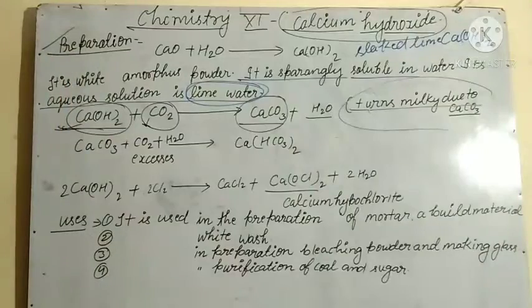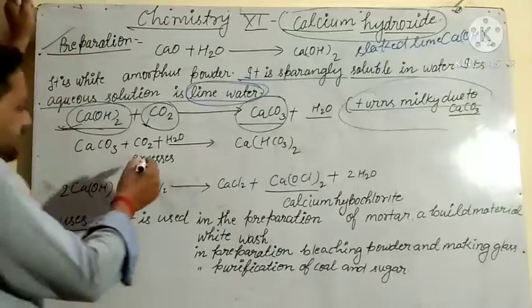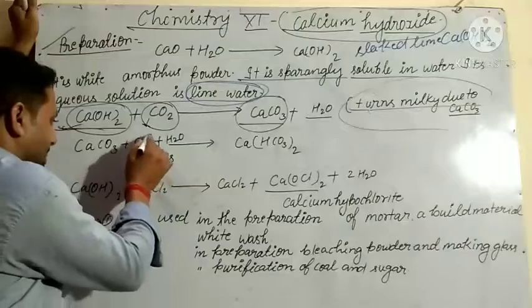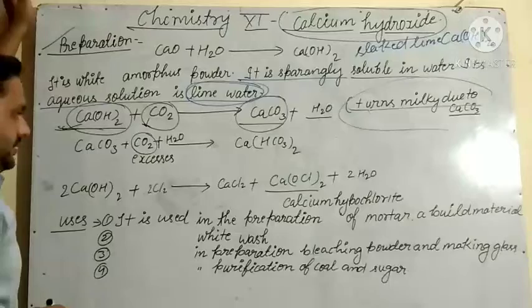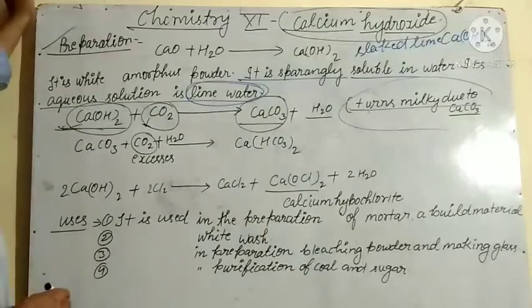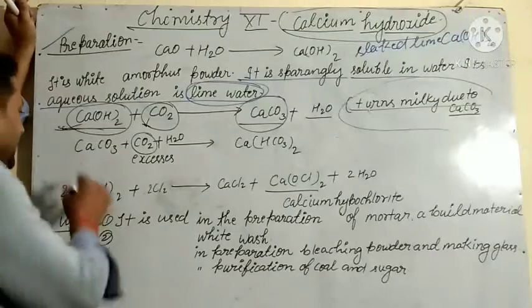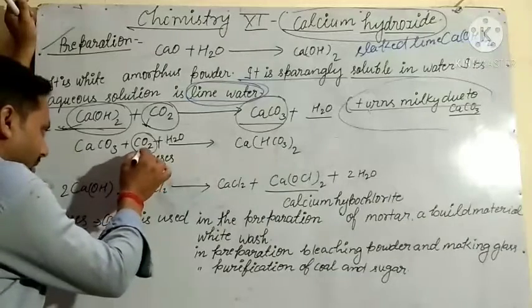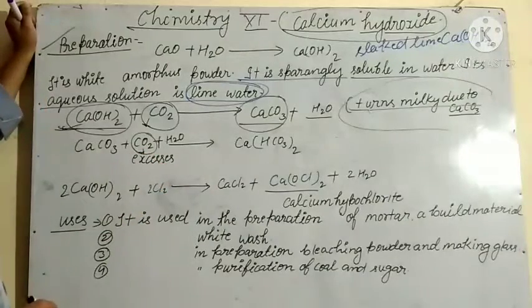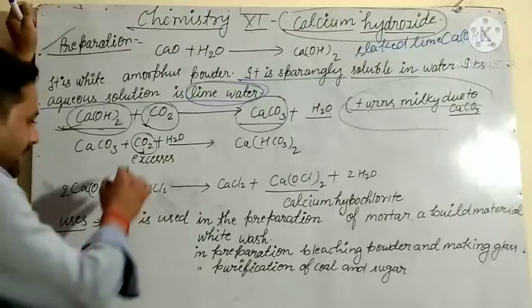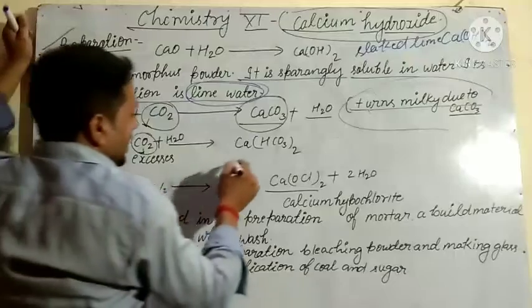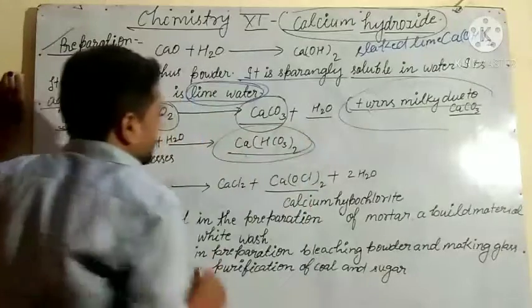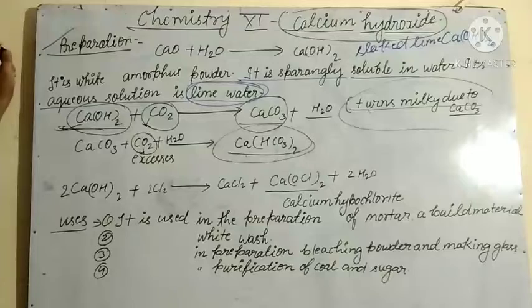Next, when excess carbon dioxide is passed in the calcium carbonate solution, it gives calcium hydrogen carbonate.